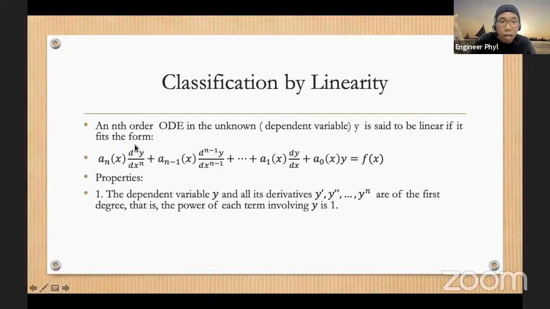So take a look at the nth derivative. The exponent of this derivative is 1. This derivative, the power is 1. First derivative, the power of this is 1. And the variable y is 1.